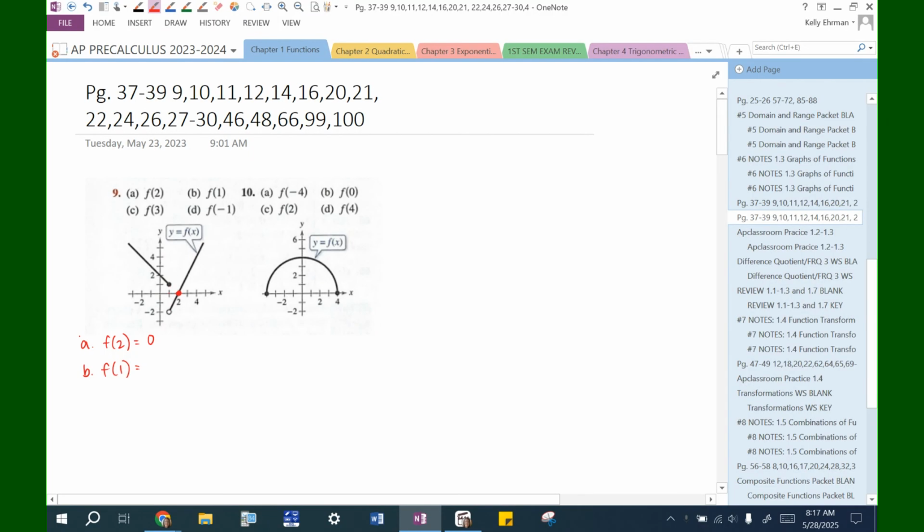So when you have an input of 1, what's the output? Now there are 2 points here, right? But this means this is not a point on the graph. There's an open circle there. Instead, f of 1 is up here. So f of 1 is positive 1. Part C, f of 3.